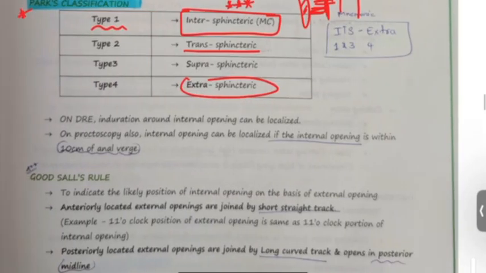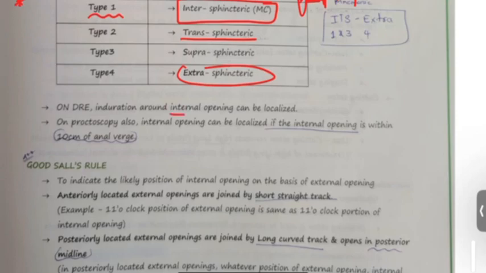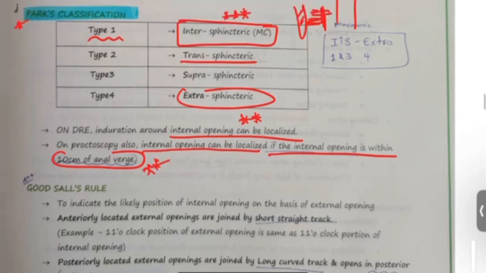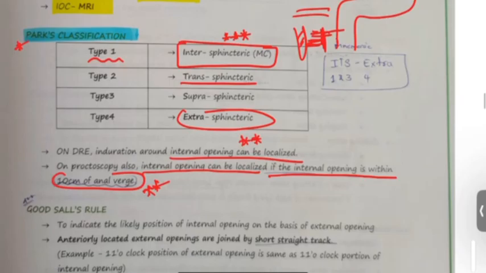On digital rectal examination, induration around the internal opening can be localized. So this is in case of fistula in ano. On proctoscopy, the internal anal opening can be localized if the internal opening of the fistula is within 10 cm of the anal verge, because that's how much we can visualize. If the internal opening is in the anal canal itself, we will be able to see it on proctoscopy.